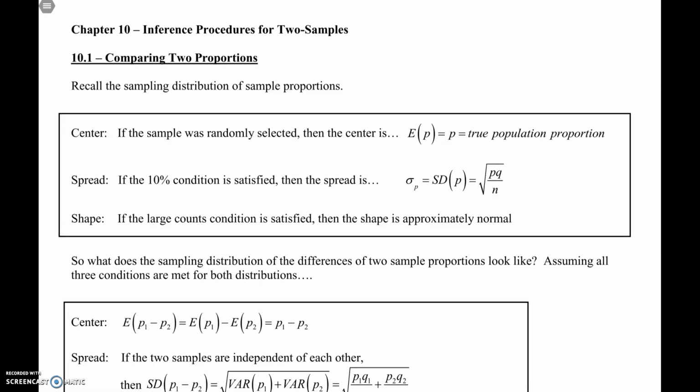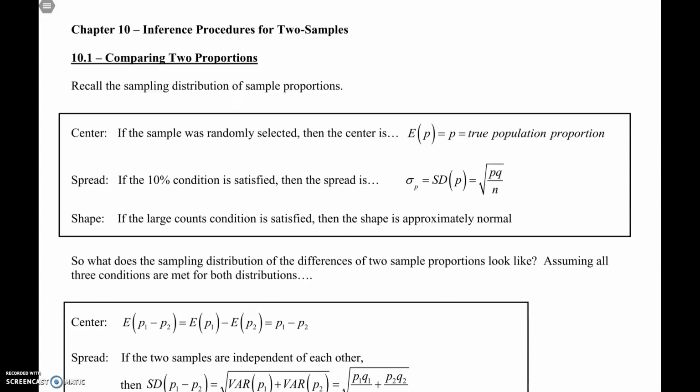All right, so chapter 8 dealt with confidence intervals for a single sample or a single parameter. And chapter 9 dealt with hypothesis tests for a single sample or a single parameter. Chapter 10 deals with inference procedures for two samples. This comes up arguably more often than single samples.